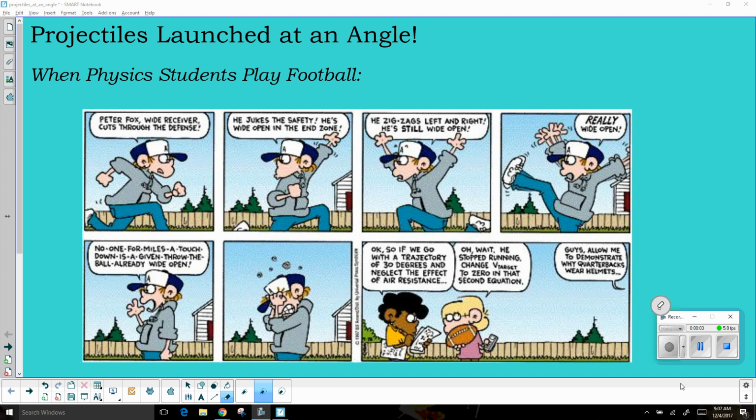Projectiles launched at an angle. So when physics students play football, this is the type of thing that happens. Pause the video, see if you get this comic strip.